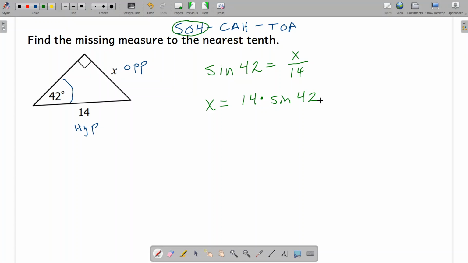Now remember, your calculator needs to be in degree mode since we have angle measurements in degrees. So when we make this calculation and round to the nearest tenth, we get x equals 9.4.